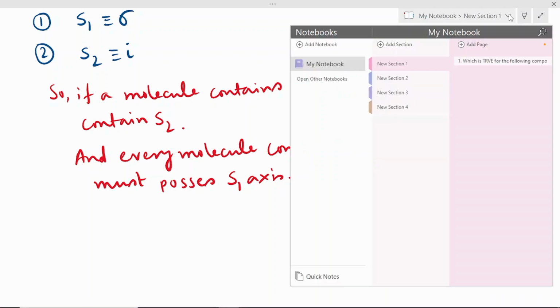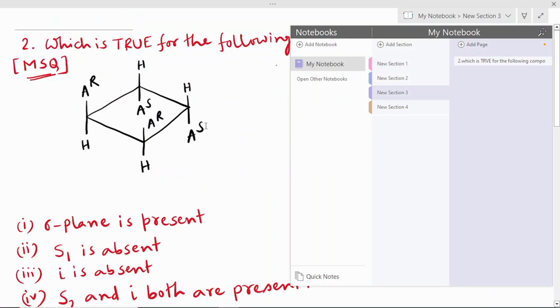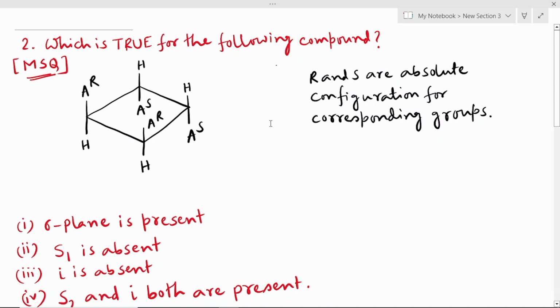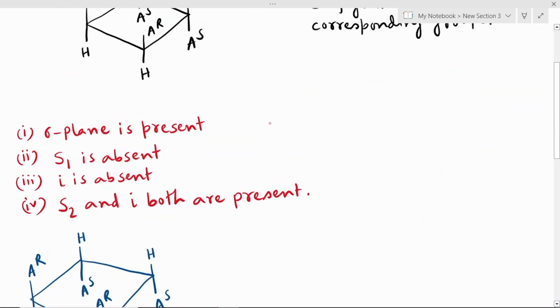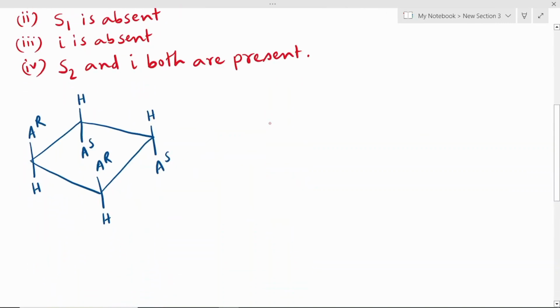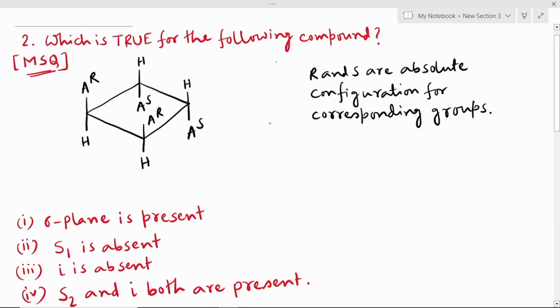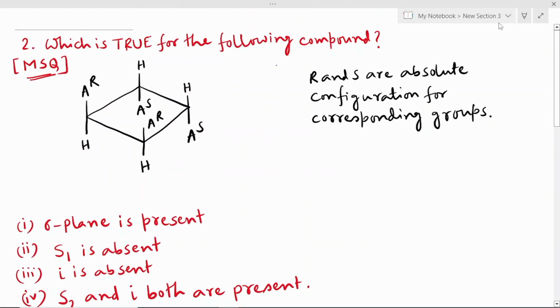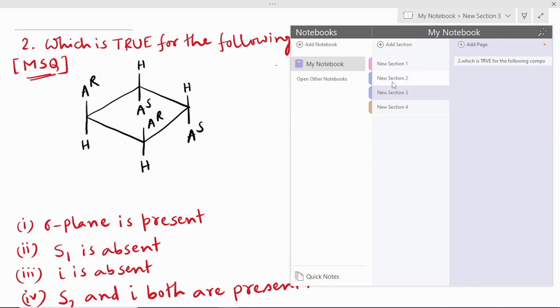So we move on to the next problem. Here the problem tells which is true for the following compound. The first option tells sigma plane is present or S1 is absent, I is absent, or S2 and I both are present. So in order to solve the problem, simply we have to find out if I is present or not.